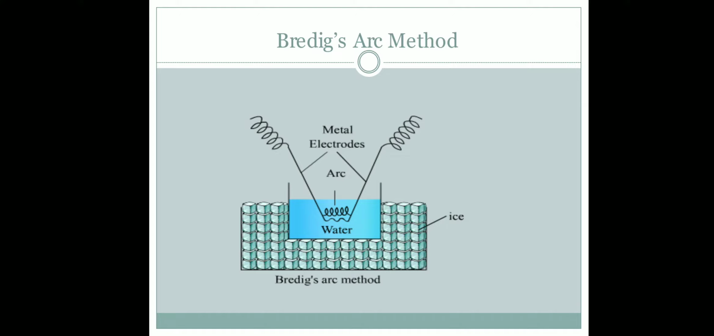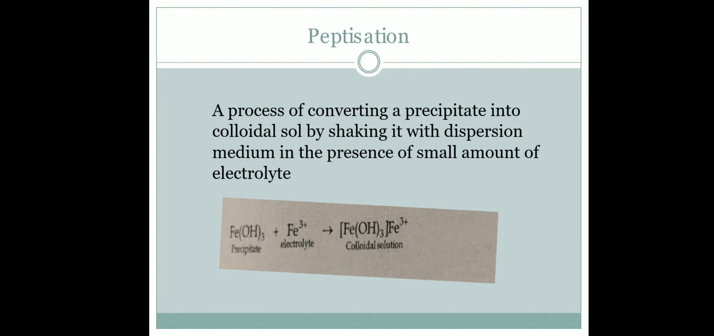The intense heat of the arc converts the metal into its vapors. These vapors are condensed into sol by the ice-cold water surrounding it. The sol is stabilized by adding a trace of sodium hydroxide or potassium carbonate.